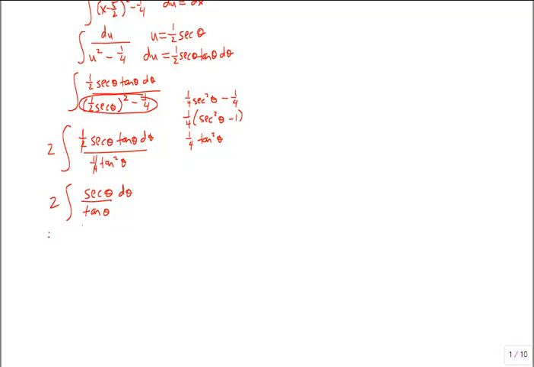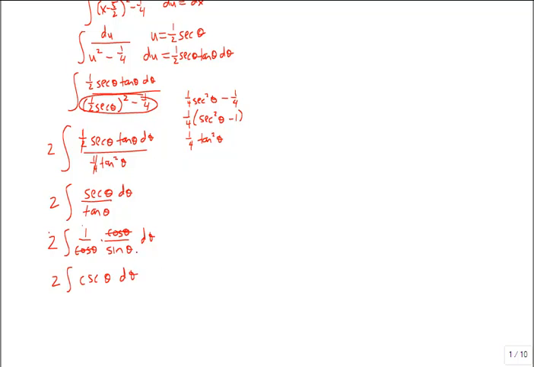So let's go ahead and try that. Secant theta is 1 over cosine theta. And remember that 1 over tangent theta is cotangent theta, and cotangent theta is cosine theta over sine theta. So that shows me that these cosines can cancel out, and 1 over sine theta is cosecant theta d theta.